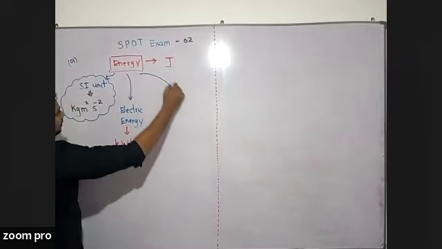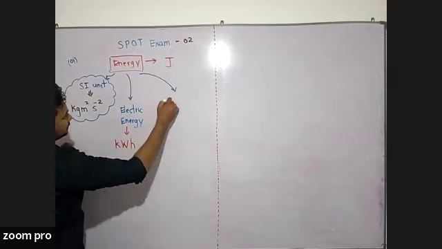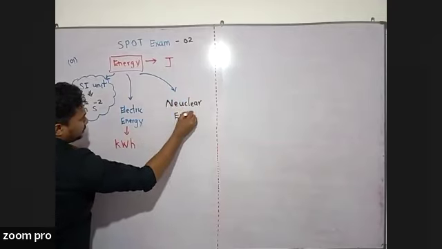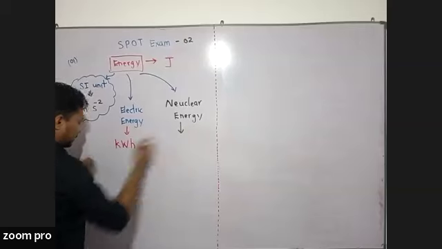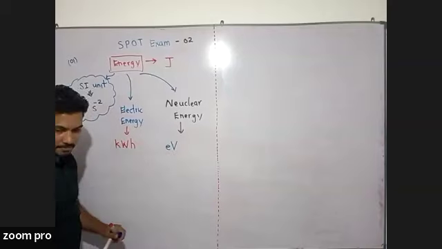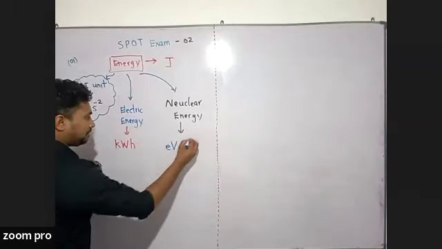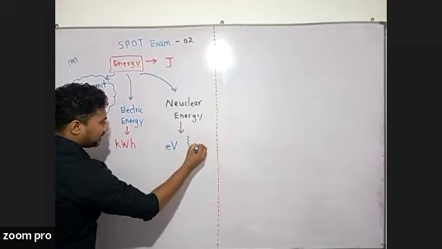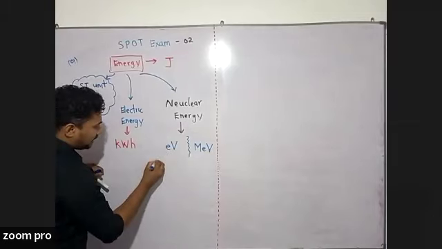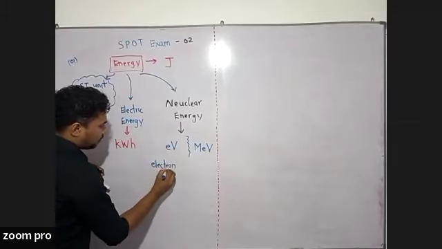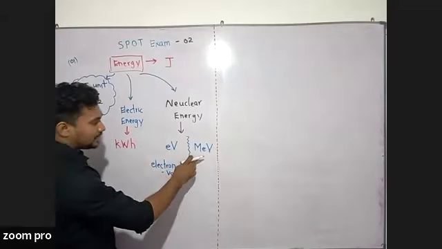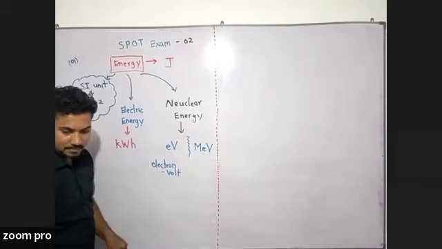So likewise, when we come to nuclear energy, generally we use this kind of unit, that is electron volt. It can further be expressed as mega electron volt. So how should we pronounce it? Electron volt, right? So this is pronounced as mega electron volt, right?